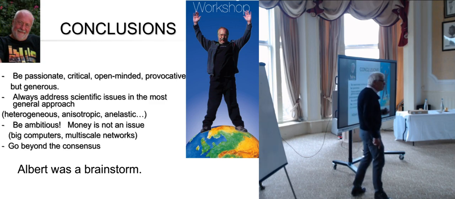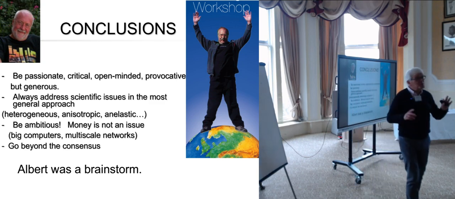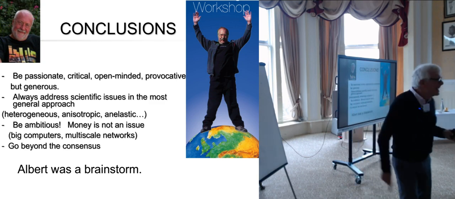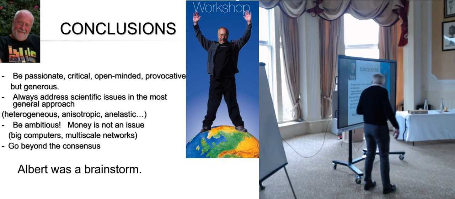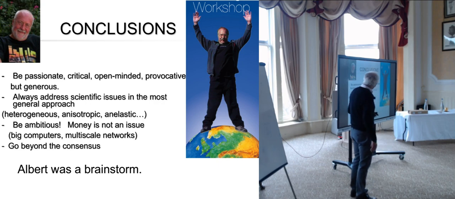He always said that money is not an issue. It's not completely true, but he said that we can always find money. There is a lot of money everywhere, and so money is not an issue. We need big computers. We need very multi-scale networks, and we have to go beyond the consensus.